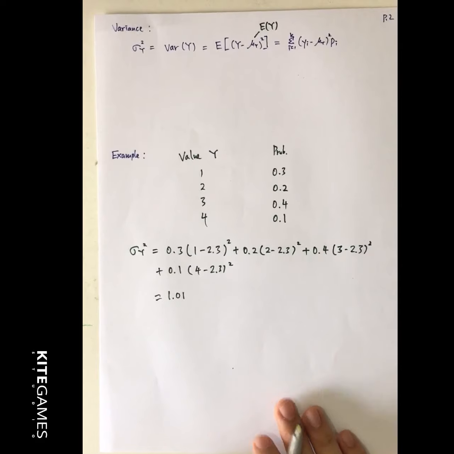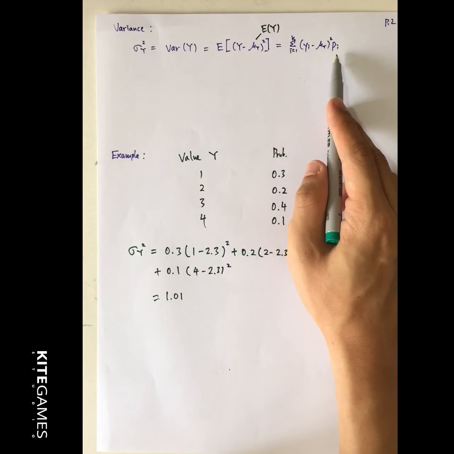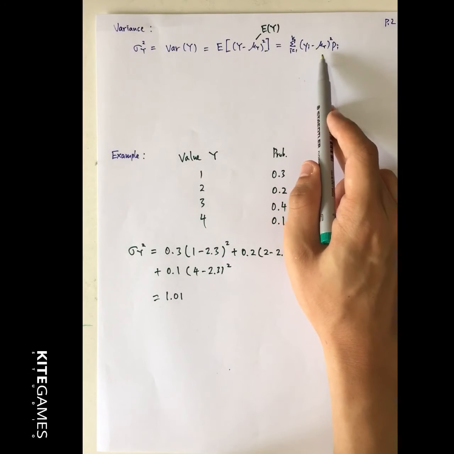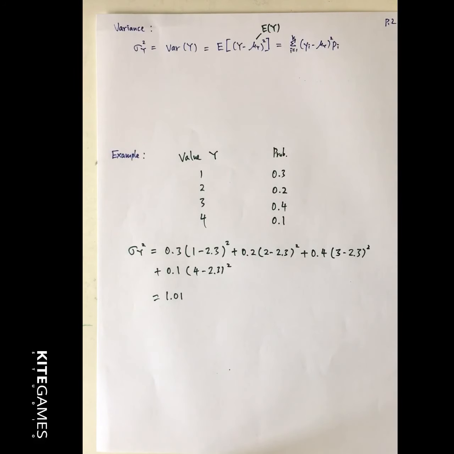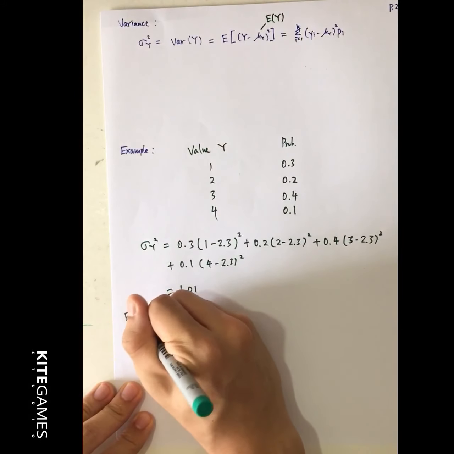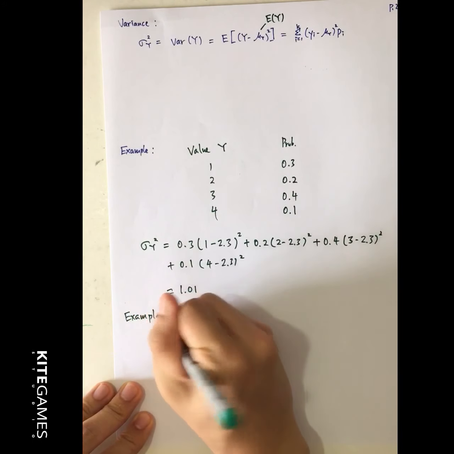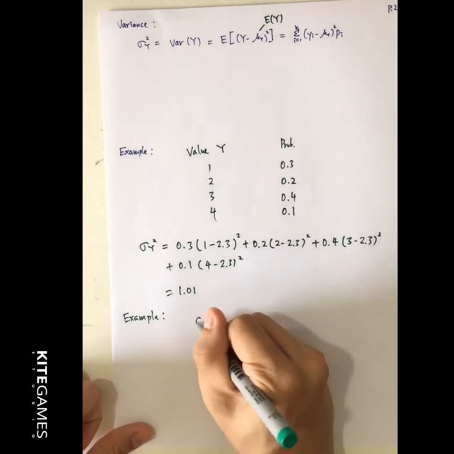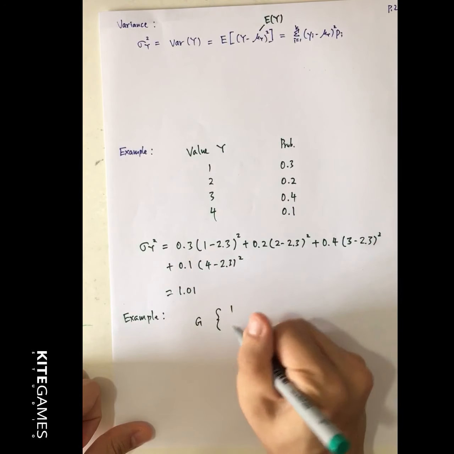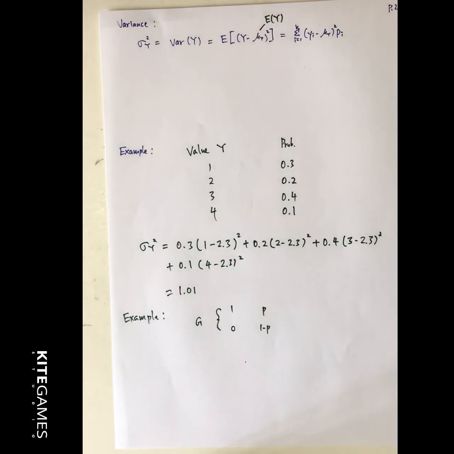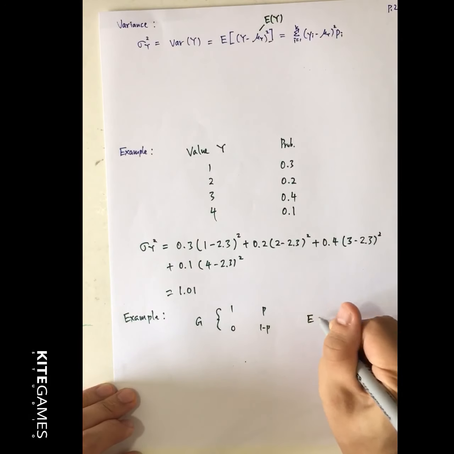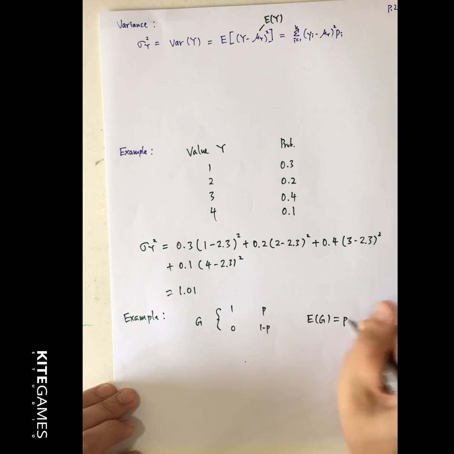Okay, so you just need to multiply the probability with the value of y minus the expected value, then take the square term. You can calculate the variance. So let's take a look at another example. Go back to the binomial distribution. So g can take the values 1 and 0 with probability p and 1 minus p. Okay, and you know that the expected value of g is just equal to p.